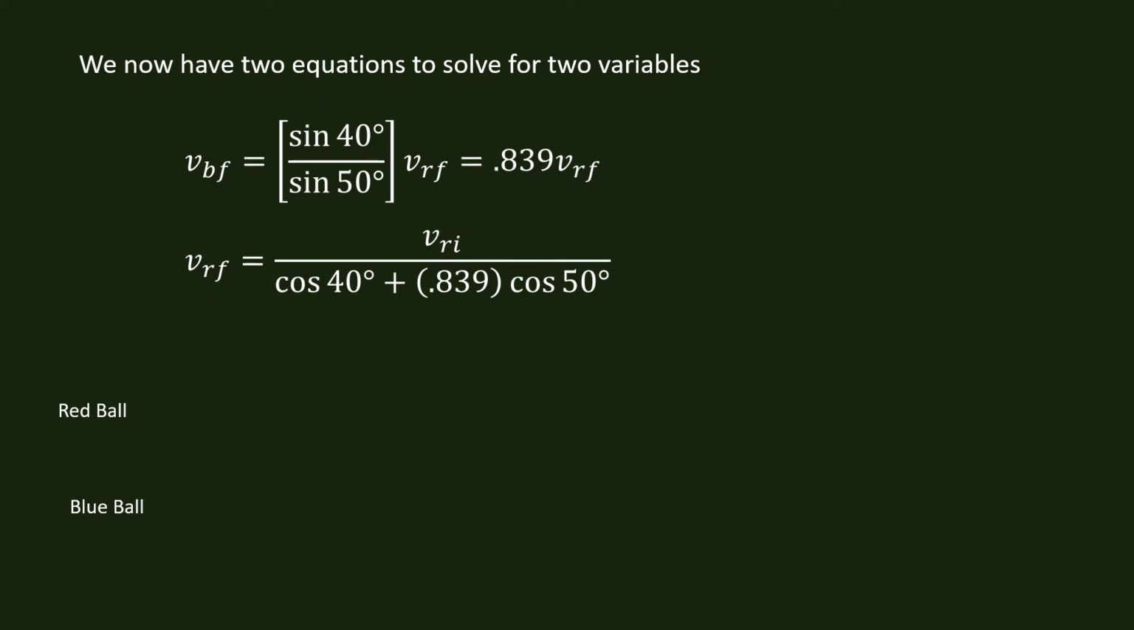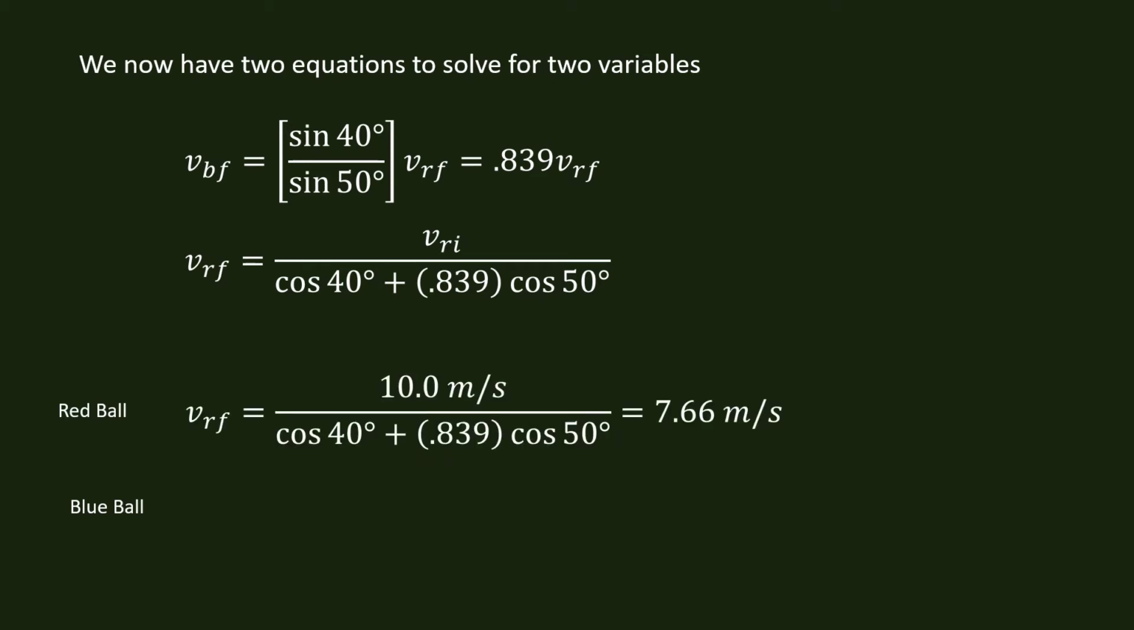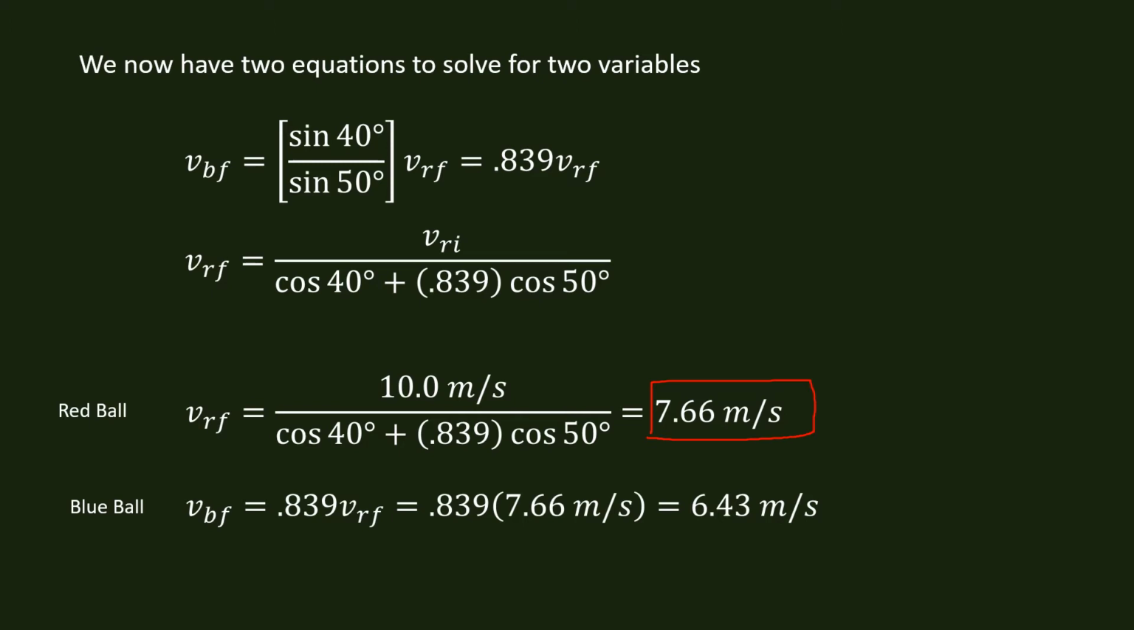So now we have our two equations. Earlier on, we figured out the blue ball's velocity, and now we have the red ball equation for velocity. So let's just plug in our values, and we get for the red ball 7.66 meters per second, and the blue ball is basically from up here, it's just 8.839 times the velocity of the red ball final, and we have our answer for the blue ball. So we have the red ball and blue ball velocities. And by the way, in this case energy is conserved, and so is momentum.